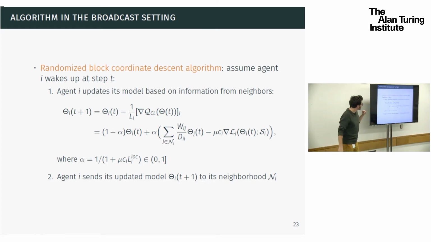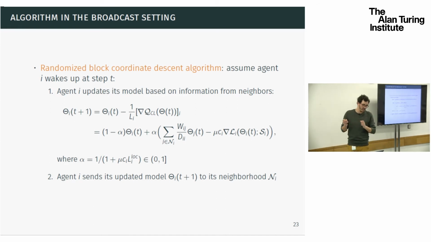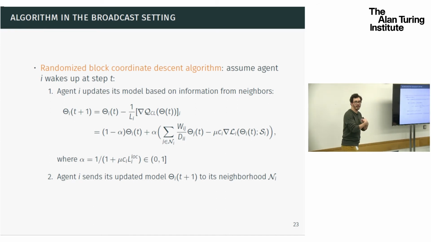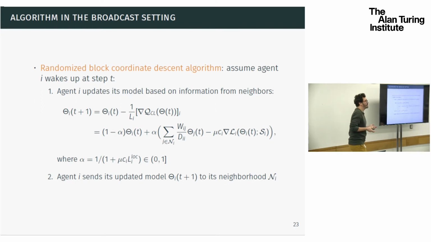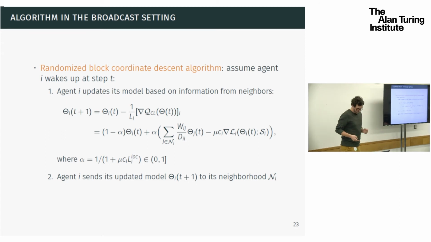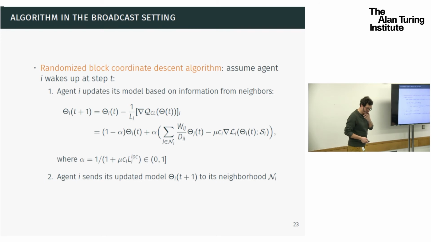Okay, and once you have done this, essentially the agent just sends its updated model to the neighborhoods, okay? So it does a broadcast step and sends to the neighbors so that they're up to date with the new set of parameters for agent I. All right.